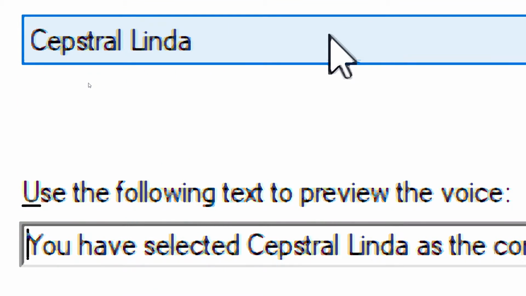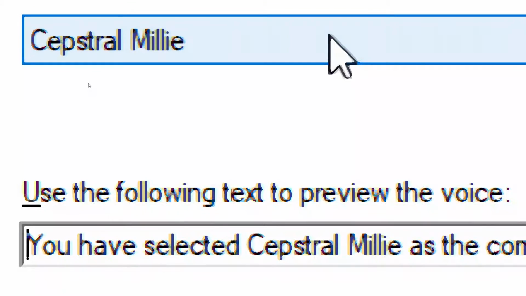This voice is not licensed. Please visit www.Cepstral.com to purchase a license. You have selected Cepstral Linda as the computer's default voice. This voice is not licensed. Please visit www.Cepstral.com to purchase a license. You have selected Cepstral Millie as the computer's default voice.